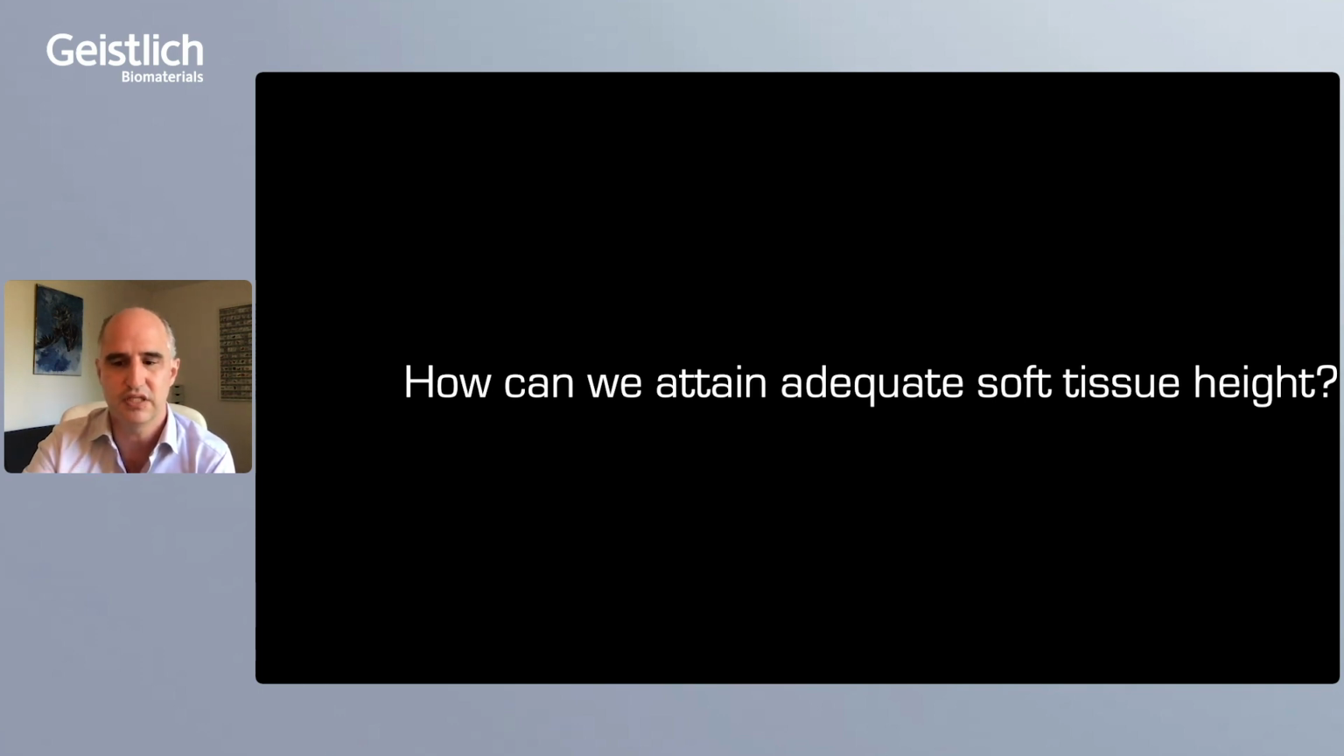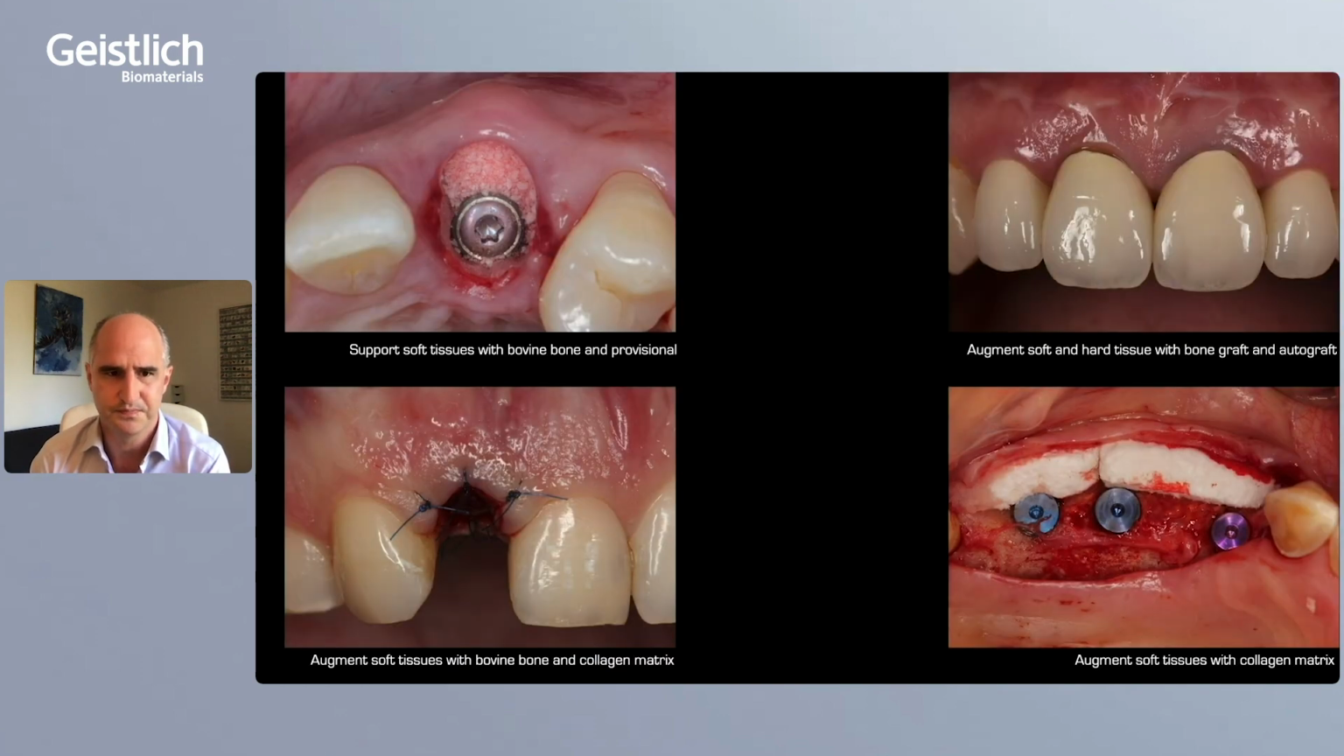And now the question is, are we using autografts? Are we using xenografts? Or what kind of materials do we use? I have brought to you 4 examples, or 4 clinical scenarios, of how we work with the soft tissue height, or how we attain soft tissue height in different indications.